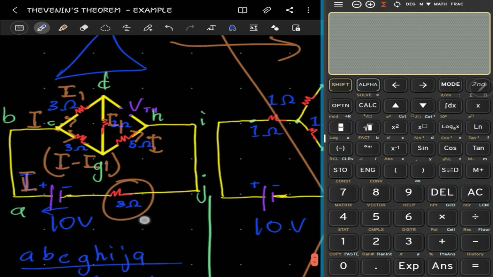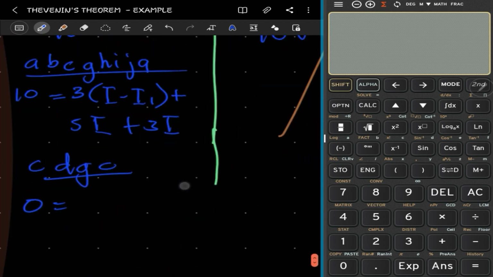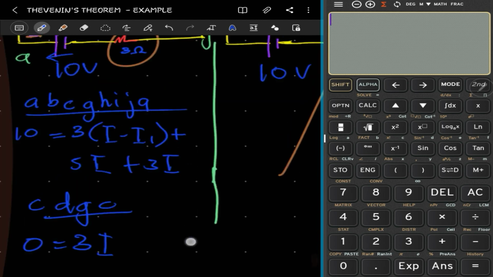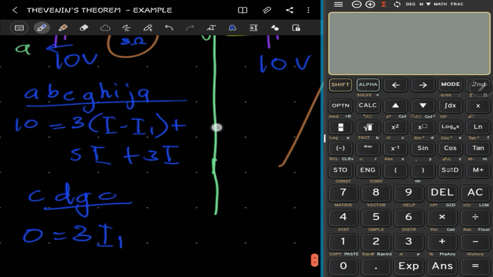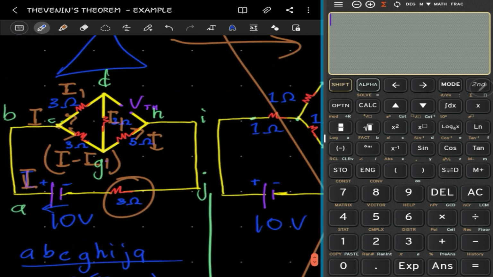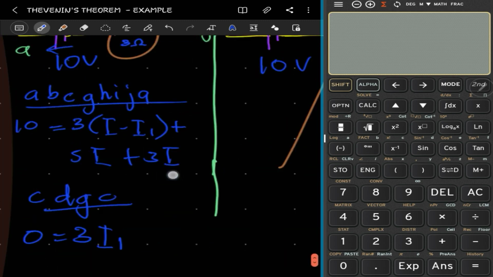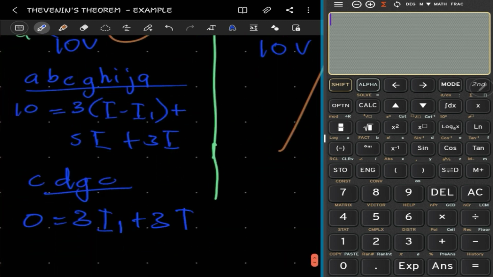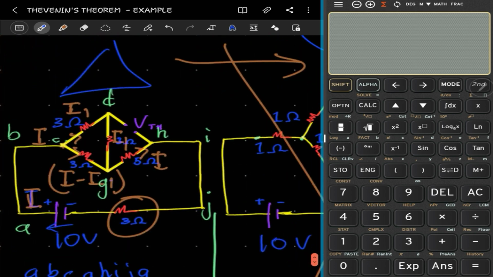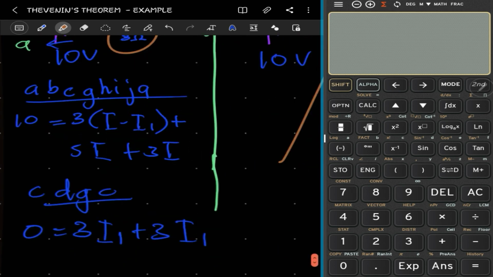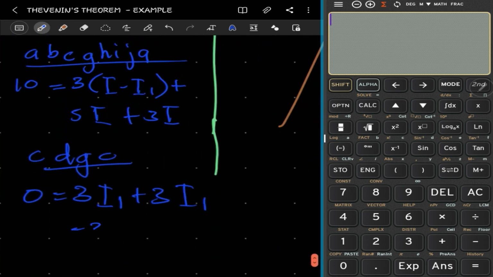So the current passing through the 3 ohm is I. So we have 3I in the direction we've chosen, and then we have another 3I1, plus 3I1. What do we have again? We have another 3, but the direction this time is opposite. You can clearly see that this is in this direction, this 2 is in this direction, but this is in opposite direction to where we are going. So that's minus, so we have minus 3 times (I minus I1).